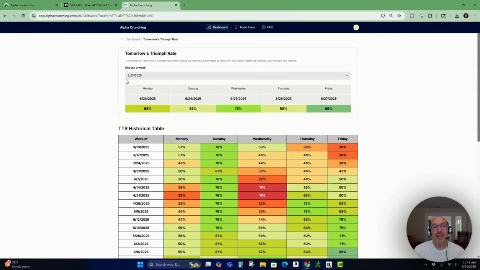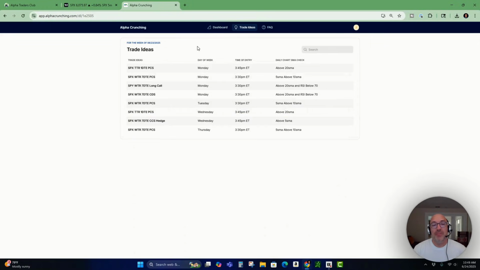And this week, Monday, the week of June 23rd, Monday, June 23rd, the TTR, or tomorrow's triumph rate, was 63%. This 60% is our threshold for this particular trade. And we look to sell an at the money put credit spread basically at the end of the day. And this trade actually shows up in the trade ideas tab. So before the week begins, you can see which trades, whether they're TTR or WTR based trades. This was a TTR 1DTE put credit spread on Monday.